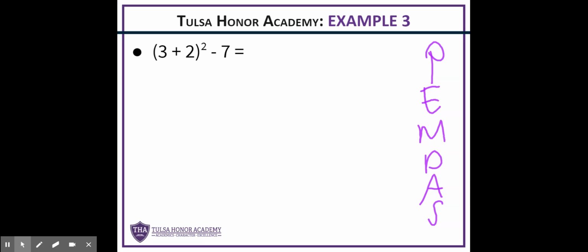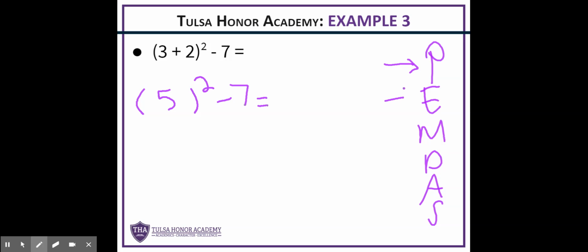Our next example is 3 plus 2 squared minus 7. So remember, our first step, give me just a second. All right, so now we have this problem, 3 plus 2 squared minus 7. So we go to our first thing. Do we have parentheses? Yes, we do. So let's solve whatever is inside the parentheses. 3 plus 2 is 5. I'm going to write the rest of the problem out.